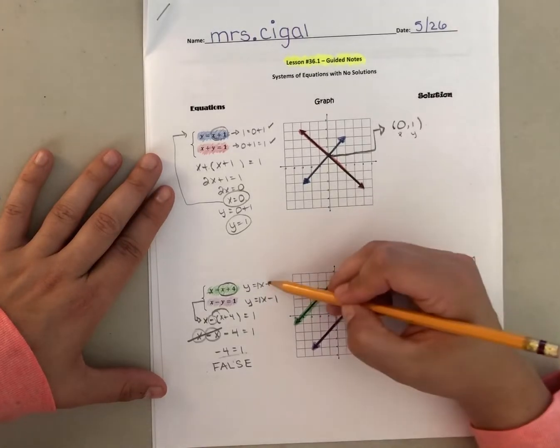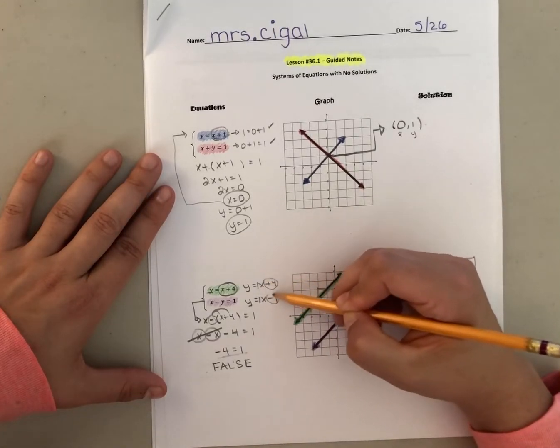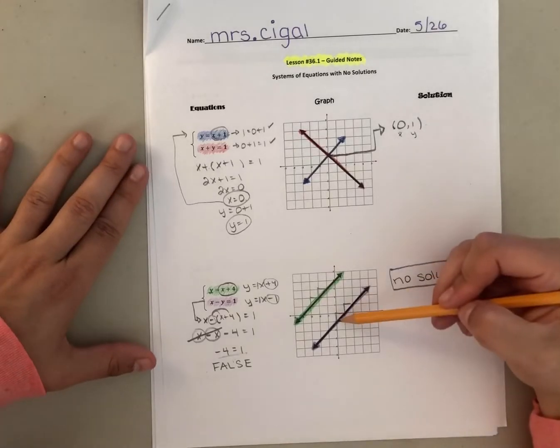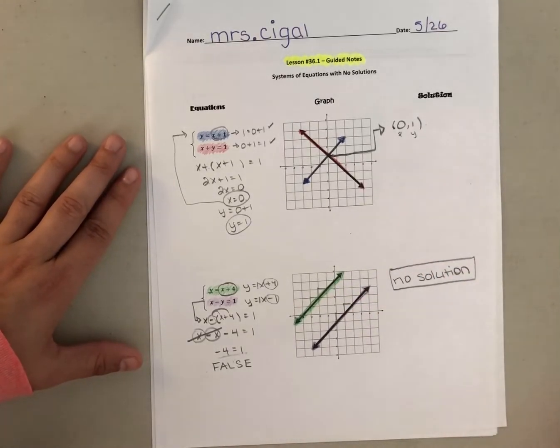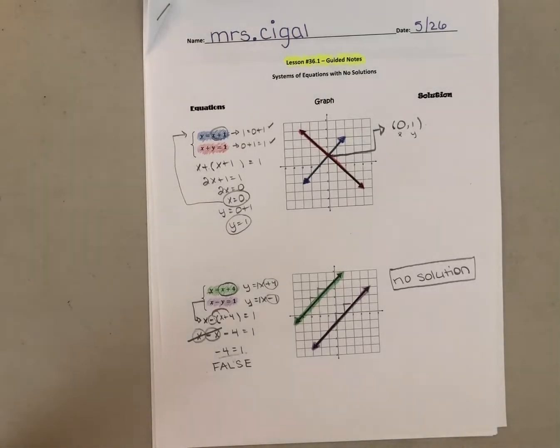Those are parallel lines, but they have different intercepts, which means they're parallel lines that are far away from each other in the coordinate plane. They're never going to cross. So just lots of reasons or lots of ways we can check this.